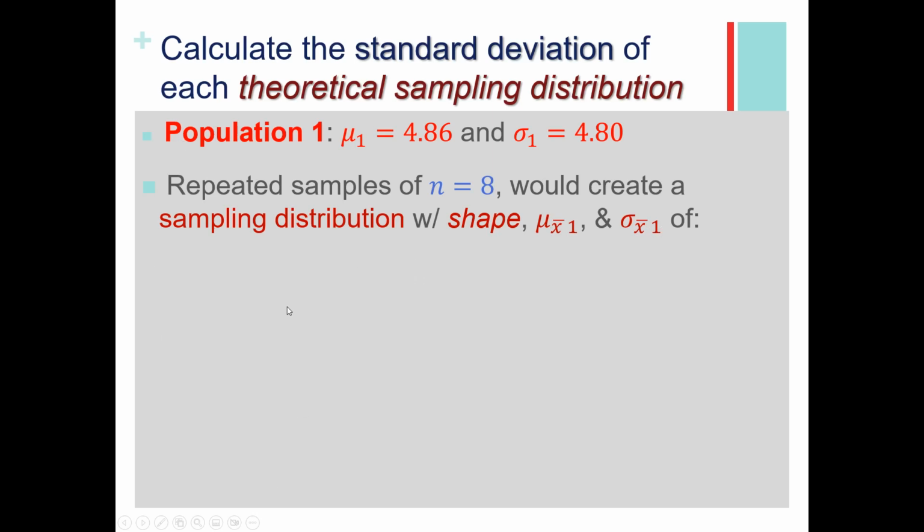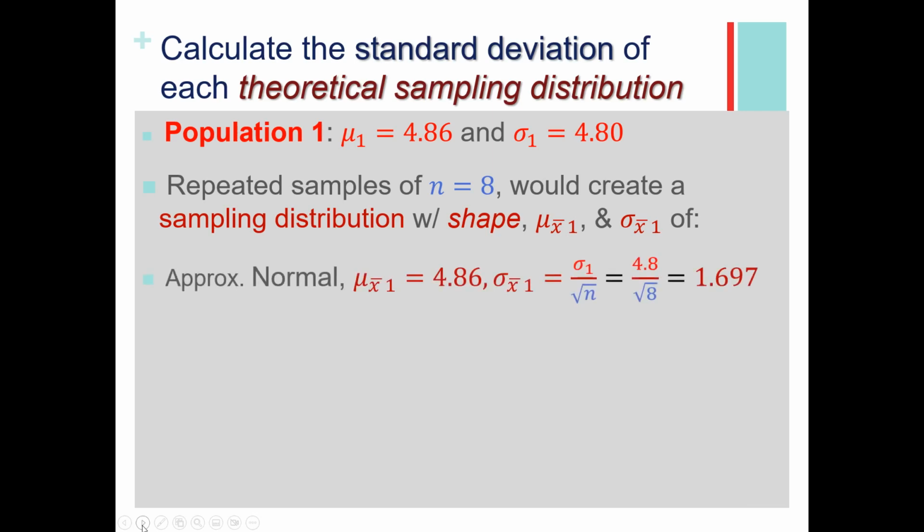Now, since the population is approximately normal, then even though the sample size is not greater than or equal to 30, the sample distribution will still be approximately normal, centered at the population mean of 4.86, with a standard deviation of our population standard deviation divided by the square root of our sample size. So that's going to be 4.8 divided by the square root of 8, which is about 1.697.